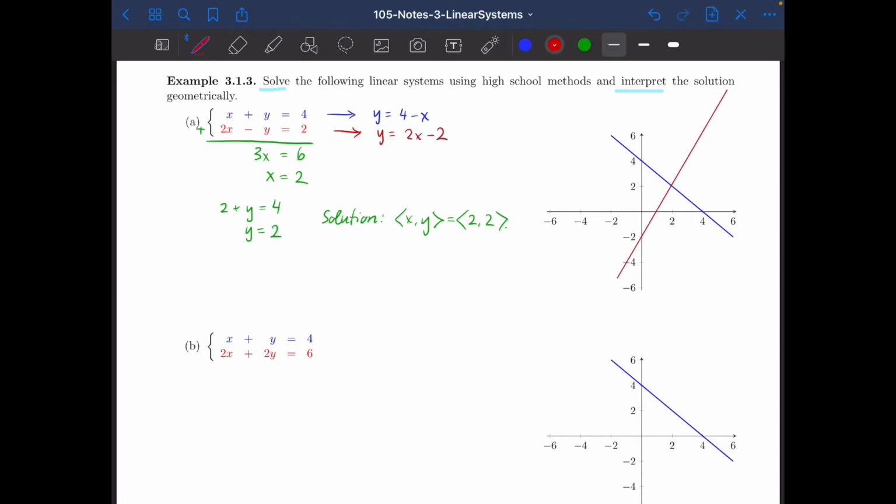There it is. Now, the geometric interpretation of the solution is that the two lines intersect at the point (2, 2). Two lines intersect at (2, 2).